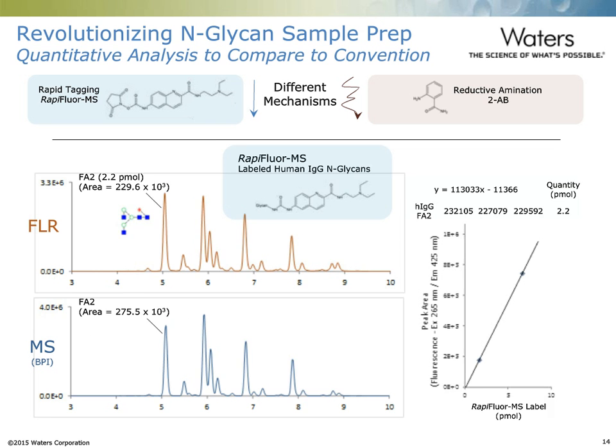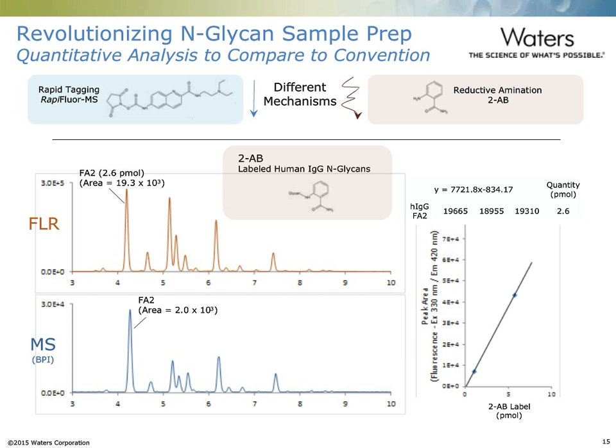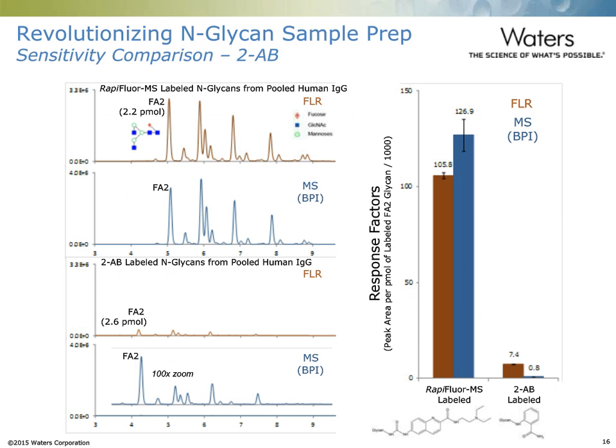Using a standard containing instead 2-AB labeled N-glycans from pooled human IgG, the following chromatograms were obtained. Quantitative analysis of the sample confirmed that the FA2 glycan was analyzed at a similar load between 2 and 3 picomoles. Again, response factors could be accurately determined. The comparative analysis of RapiFluor-MS versus 2-AB is outlined here. As before, the figures on the left present HILIC fluorescence and base peak intensity MS chromatograms, now with species labeled with RapiFluor-MS and 2-AB. Response factors are provided on the right. It was determined that the RapiFluor-MS labeled glycans were detected with significantly superior sensitivity, specifically with 14 times higher fluorescence and about 160 times higher MS signal.